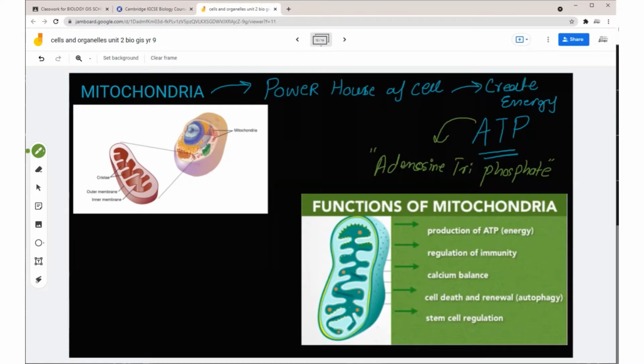Adenosine triphosphate. So this is the energy which our cell uses, and the organelle which creates that is called mitochondria. Because it creates energy, we call it the powerhouse of the cell. These are some extra functions you have to learn. First of all, the main function is production of ATP, which you should know.